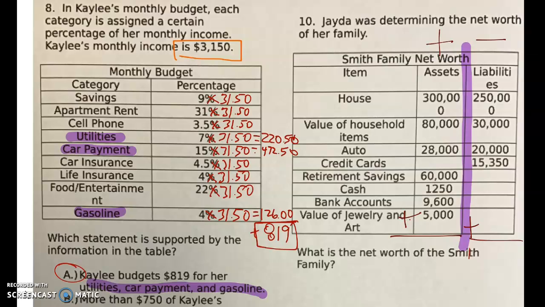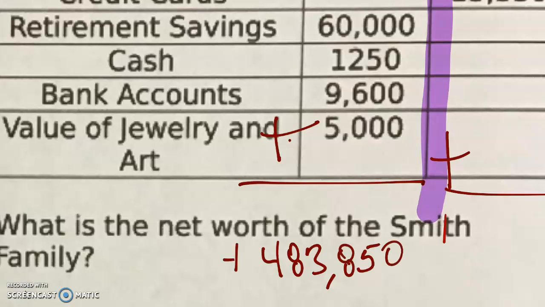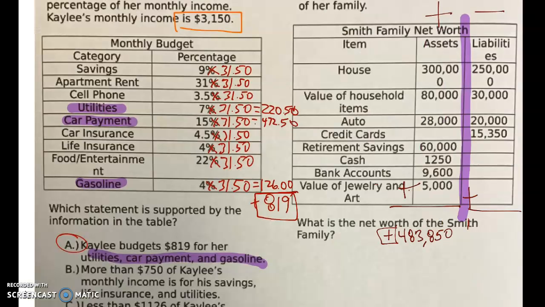They have $1,250 in cash. In their bank accounts, they have $9,600. And then they have some jewelry and some art. I don't have either. So their asset total is $483,850. So that's a positive. Okay, assets are positive. And then liabilities are negative.